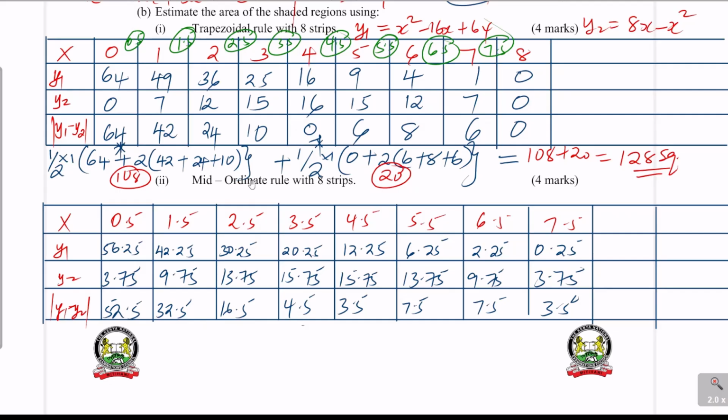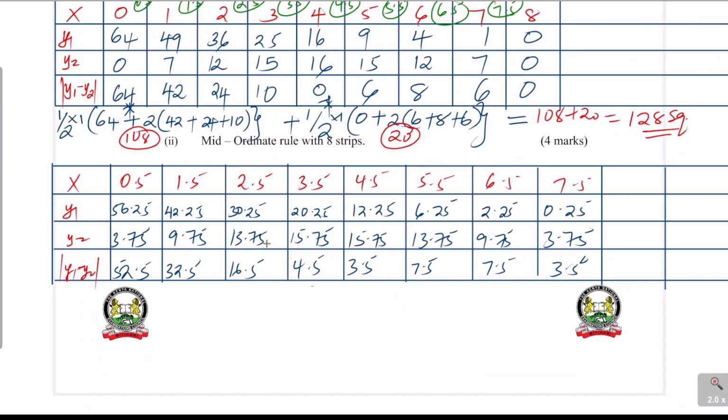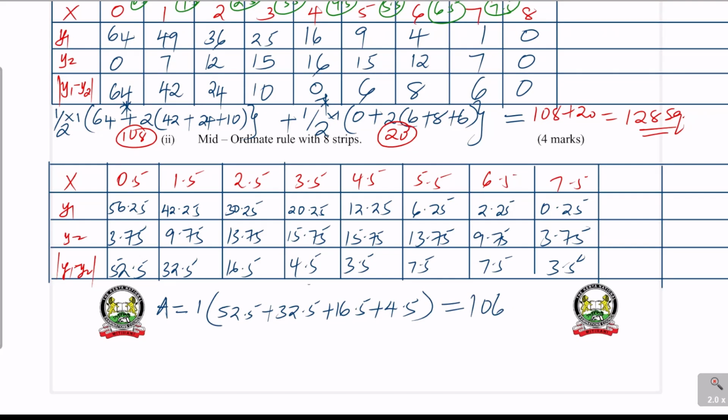From 0 to 4, then from 4 to 8. From 0.5, the first one will go up to 3.5. The area using the Midordinate rule is given by the height, which is the interval, and you can see it is 1, multiplied by the sum of the ordinates from 0.5 all the way to 3.5. So that is 52.5 plus 32.5 plus 16.5 plus 4.5. That is the area between 0 and 4, and it gives 106. We've got the area from 0.5 up to 3.5.